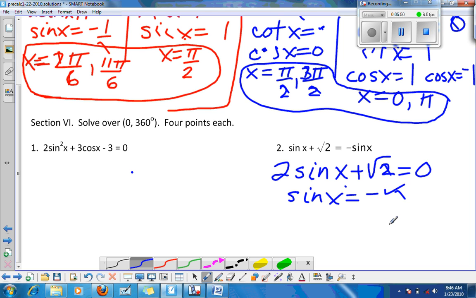Negative radical 2 over 2. And now I'm ready to figure out what x is on the interval from 0 to 360. So from 0 to 360, where is the sine negative? Well, again, sine is negative in quadrants 3 and 4. And then I say, okay, radical 2 over 2. I need a reference angle then of 45 degrees. So the angle in quadrant 3 that has a reference angle of 45 degrees is 225 degrees. And the angle in quadrant 4 that has a reference angle of 45 is 315 degrees. Those are my solutions to number 2.